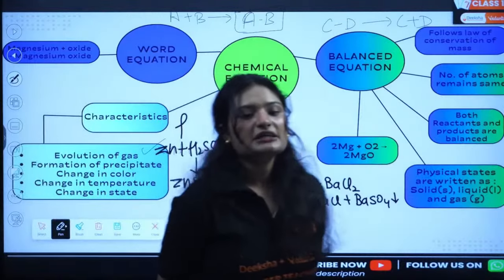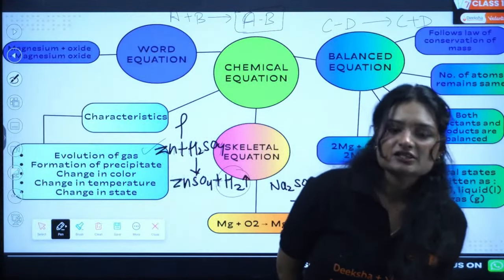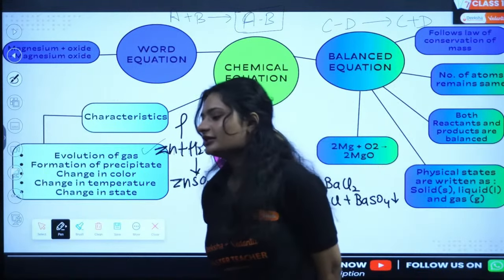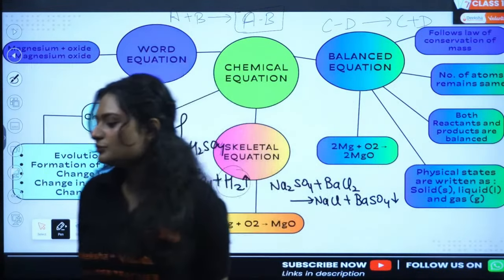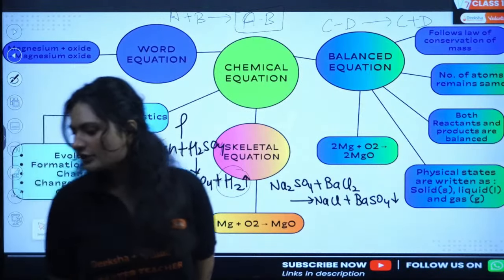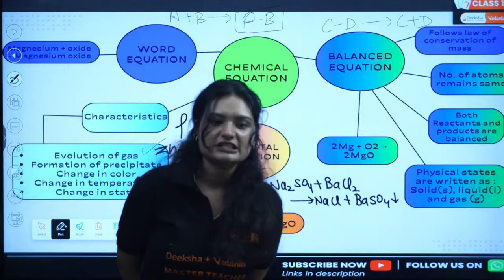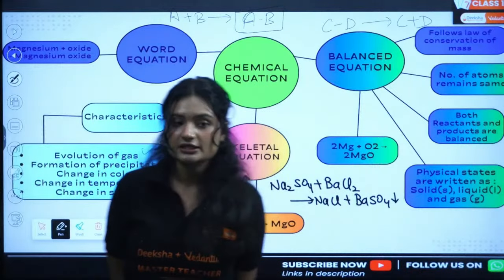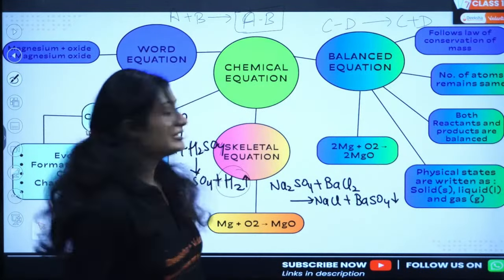Okay, so a chemical reaction is characterized by the change in color. Correct. Color changes from blue to green. Okay, that is due to iron sulfate. Iron sulfate is green in color. Correct. Okay, next one, change in temperature.